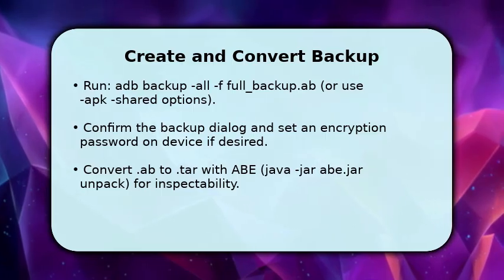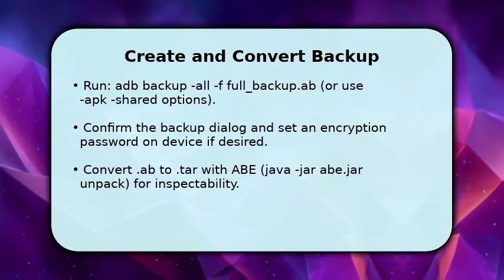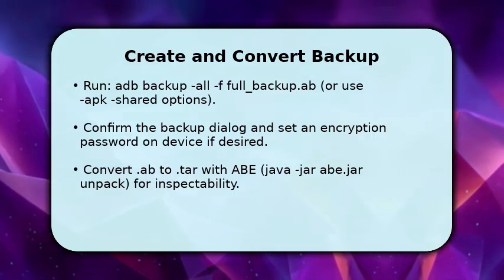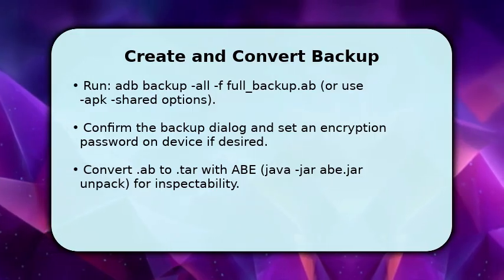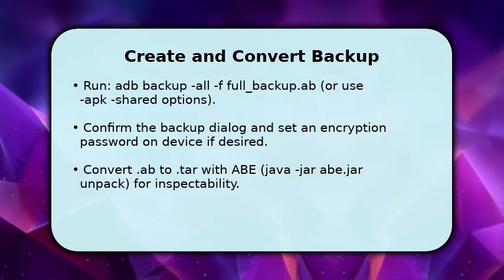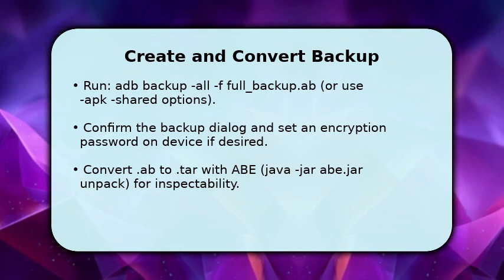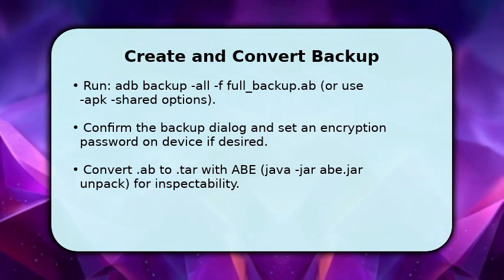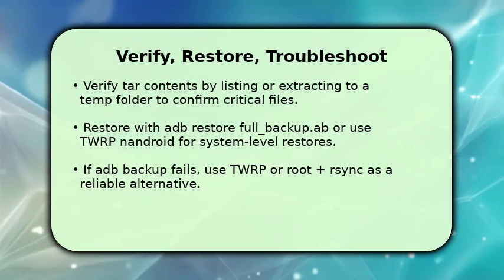data. Once the AB file finishes, convert it to a tar using Android Backup Extractor, ABE: java -jar abe.jar unpack full_backup.ab full_backup.tar, so you can inspect or extract individual files. If conversion fails, try a different Java runtime version. Finally, verify the backup. Extract the tar to a temporary folder and confirm app data and key files are present.